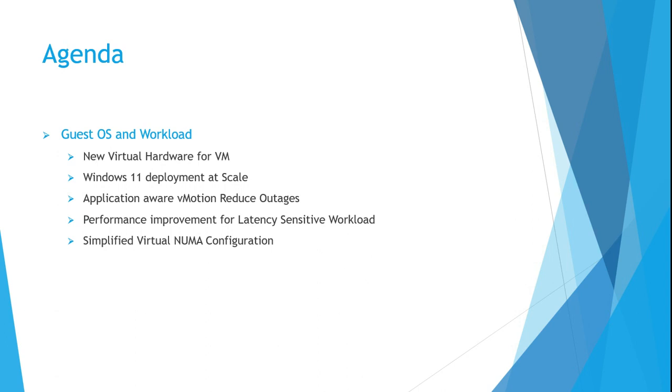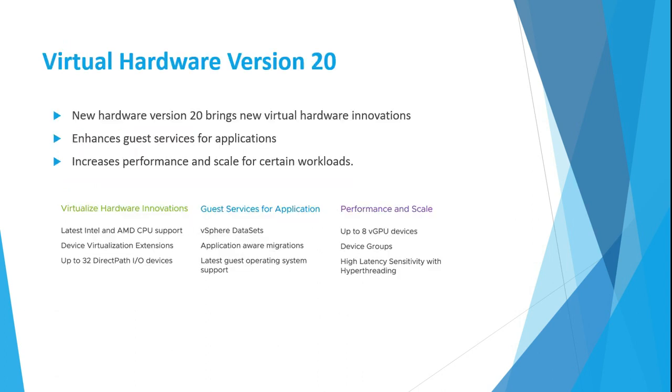They won't have outages when vMotion happens, if they are sensitive applications like clusters and stuff. And again, we have a special focus on performance improvement, which is for latency sensitive workloads, specifically, like I mentioned, clusters, and other use cases we'll discuss in this session today. And then finally we'll be looking at the virtual NUMA configuration, which has been introduced from this new virtual hardware. So let's get started.